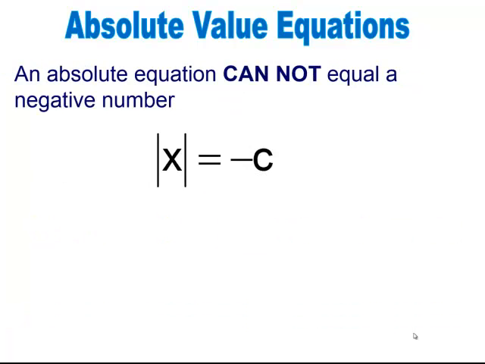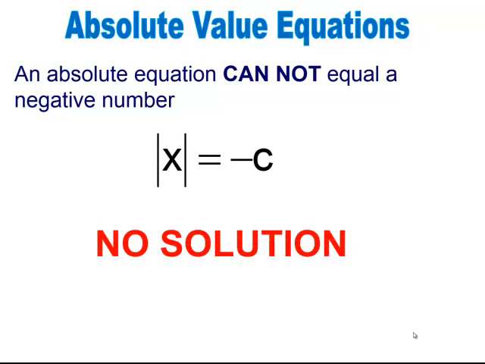Another key note here is that an absolute value equation can never equal a negative because when we have an absolute value, it always comes out as a positive. So if you have an absolute value equation equals a negative, there's no solution.